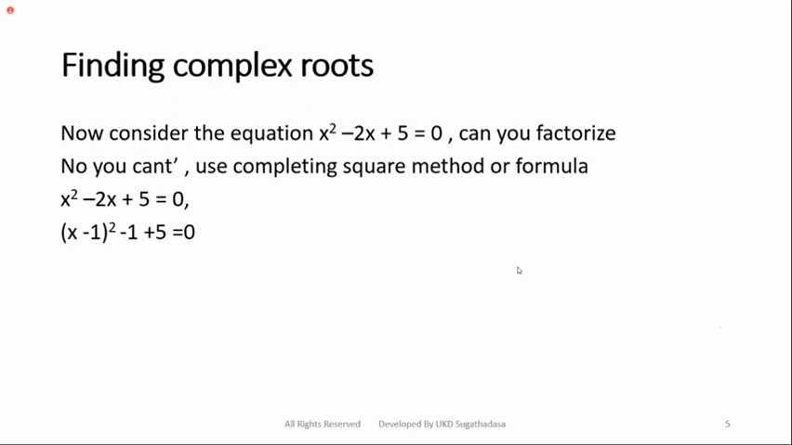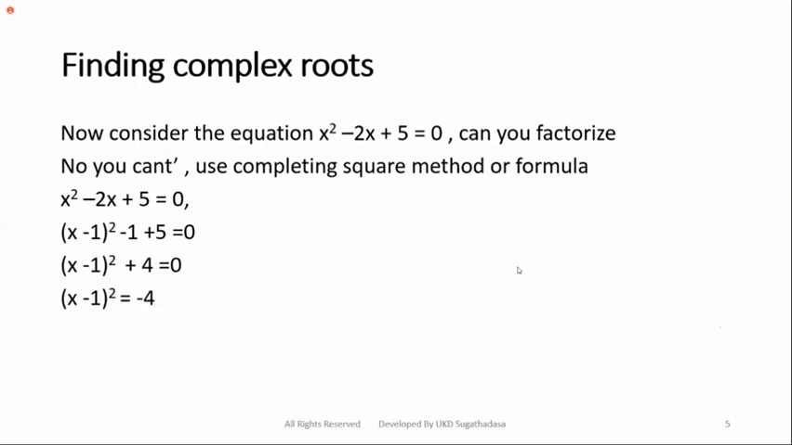If you simplify, you get the first equation. x minus 1 squared means x squared minus 2x plus 1. Then plus 1 minus 1 will cancel. Plus 5, you get the same value. This is much easier to solve. This will give x minus 1 squared plus 1 equals 0.